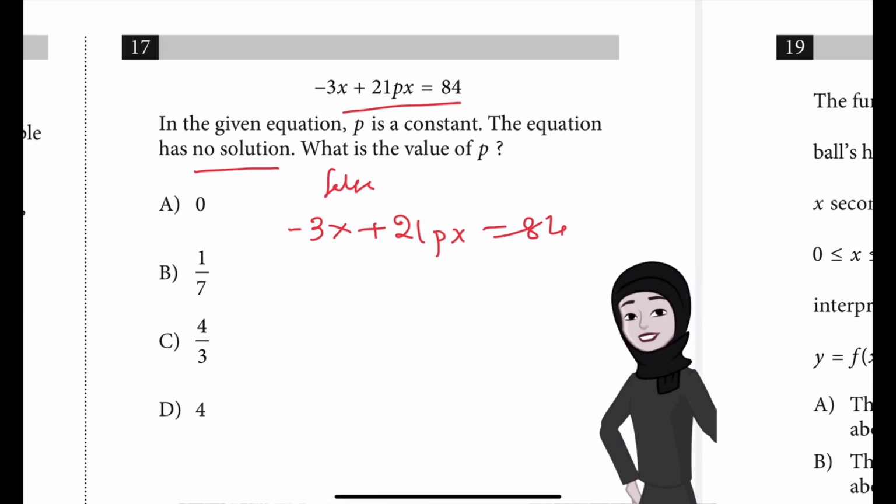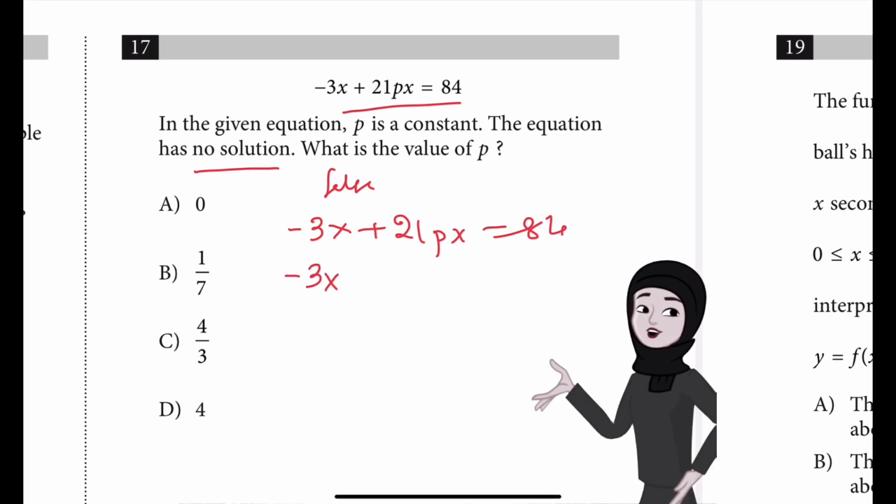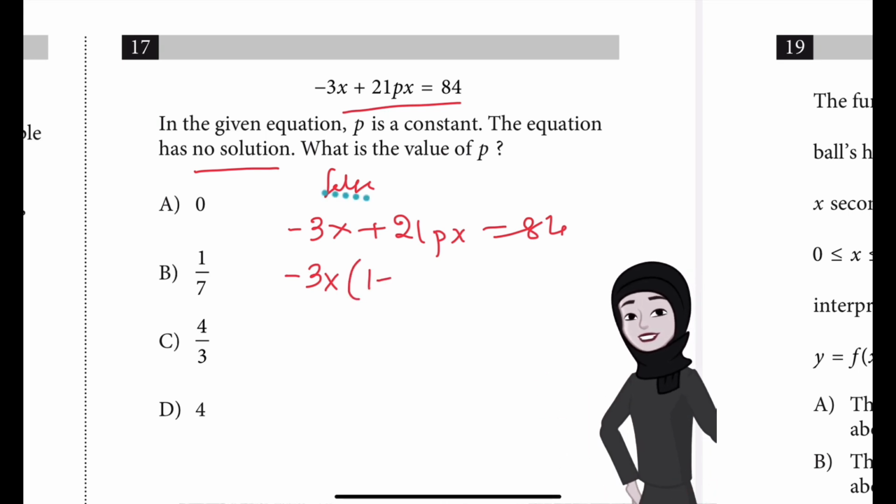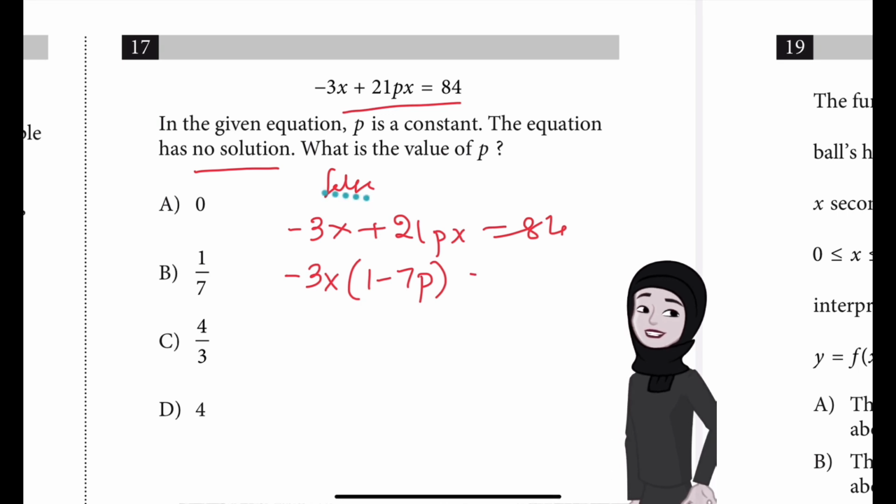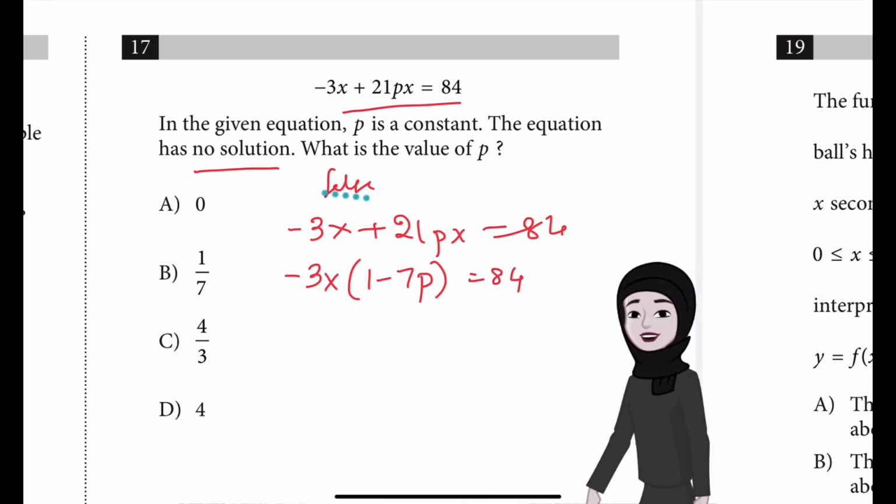Therefore, we need the value of the constant p that results in a false equation. So what we can do is factor out the common factor of 3x on the left hand side of the equation, and we will be left with 1 minus 7p inside, because 3 times 7 is 21. This is equal to 84.